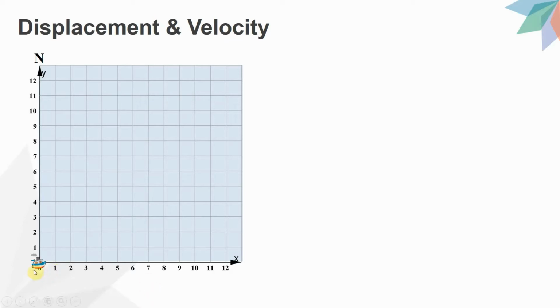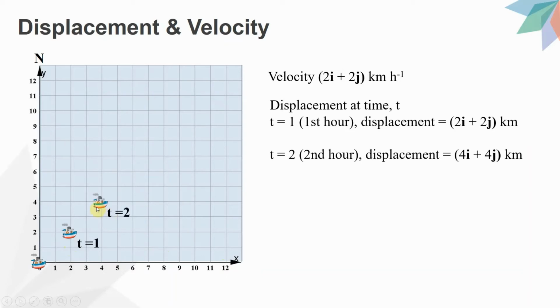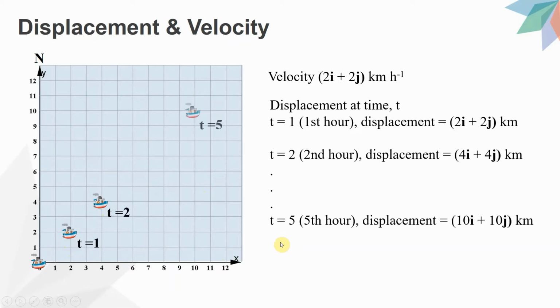So this boat is at the origin 0, 0, traveling at a velocity of 2i plus 2j. This means the boat is traveling in this direction. Okay, so let's look at the displacement at time t. At the first hour, it is at 2i plus 2j. The second hour is at 4i plus 4j. And we can continue to find the displacement at any time t. So let's say t is 5, the displacement is 10i plus 10j.